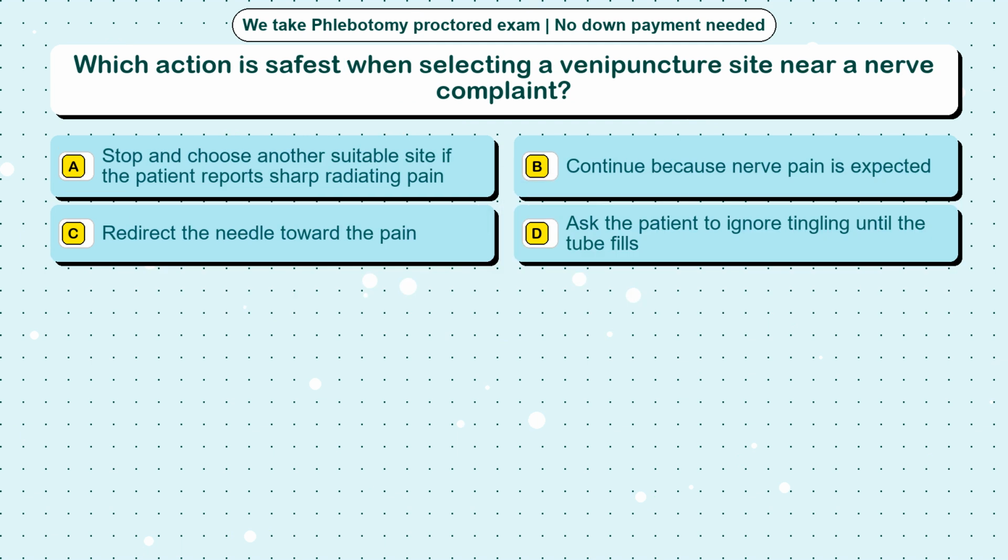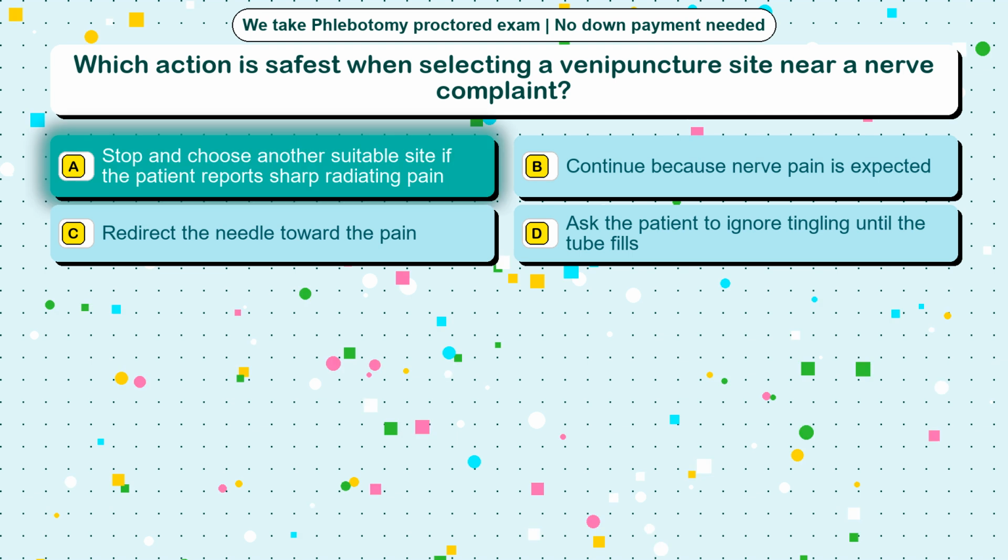Question 38. Which action is safest when selecting a venipuncture site near a nerve complaint? Option A. Stop and choose another suitable site if the patient reports sharp radiating pain. Option B. Continue because nerve pain is expected. Option C. Redirect the needle toward the pain. Option D. Ask the patient to ignore tingling until the tube fills.